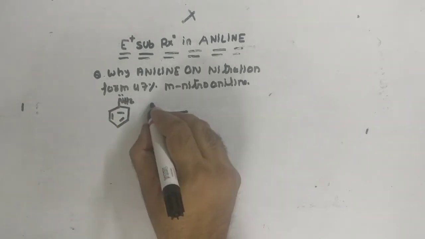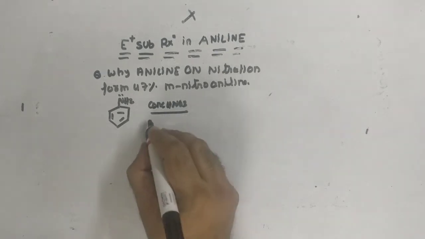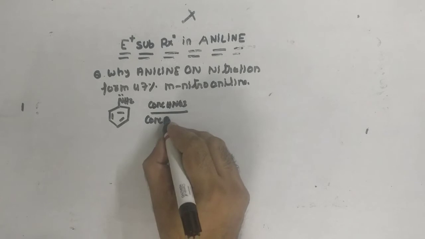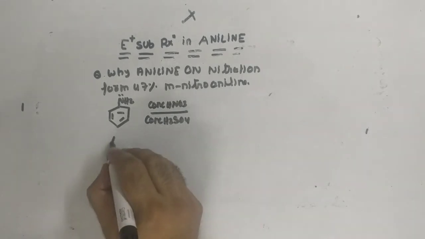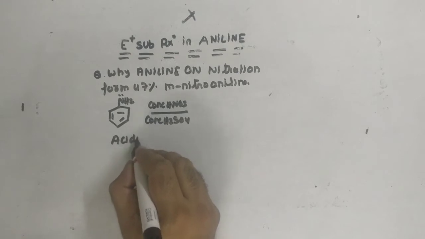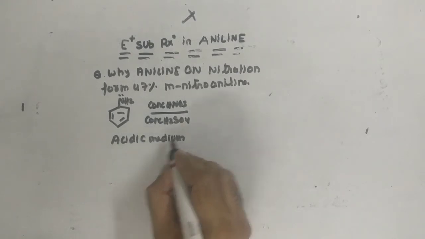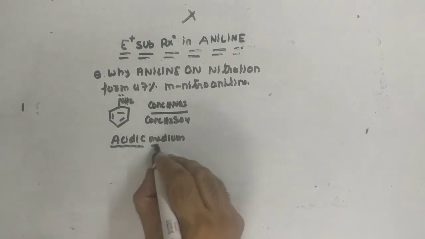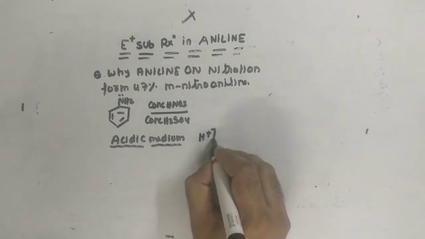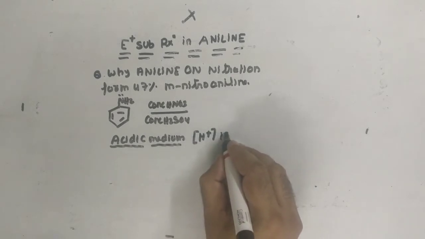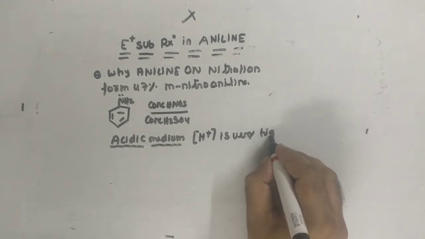How do we do nitration? We use a mixture of concentrated nitric acid and concentrated sulfuric acid. We are working in the acidic medium. Now what happens in an acidic medium? In acidic medium, I know it will come as a shock to you. Be ready for the shock of your life. In acidic medium, the concentration of H plus is very high.